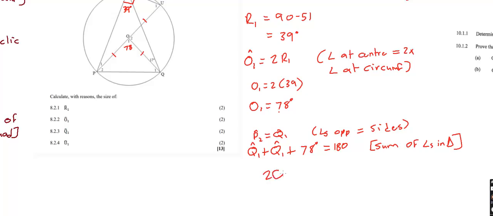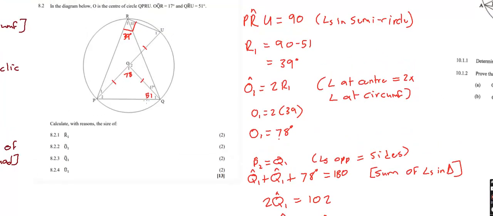Using the sum of angles, we've got 2Q1 being equal to 180 minus 78, which I think is 102. If you divide by 2 both sides, Q1 should give you 51 degrees. And that is our Q1 and P2. That is 51.